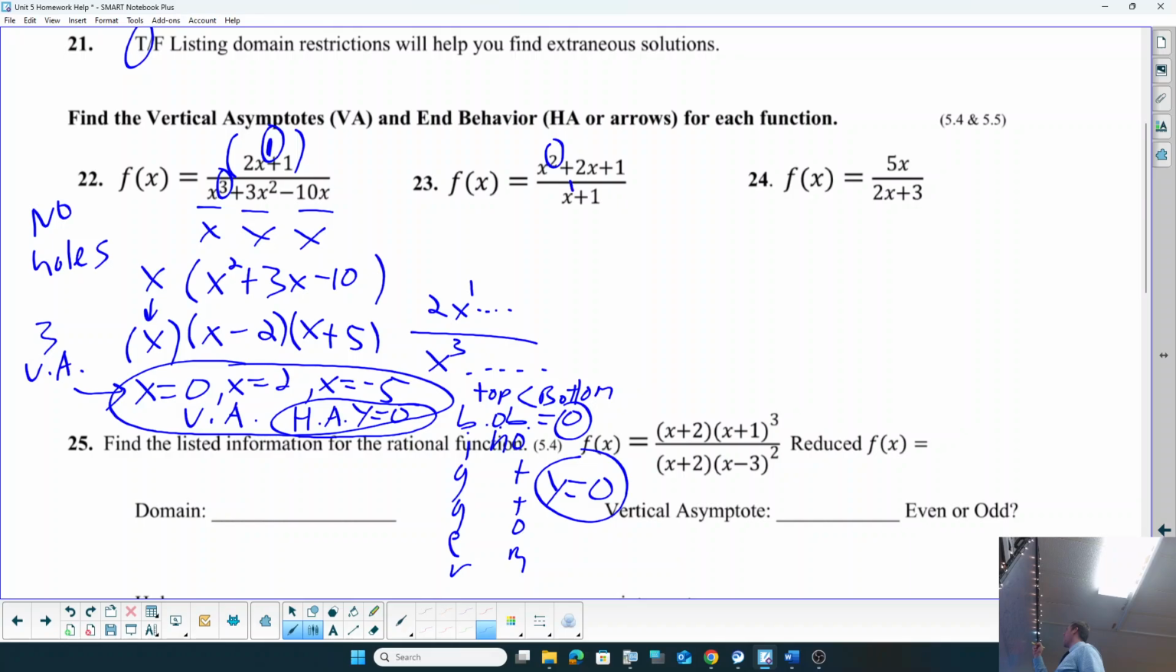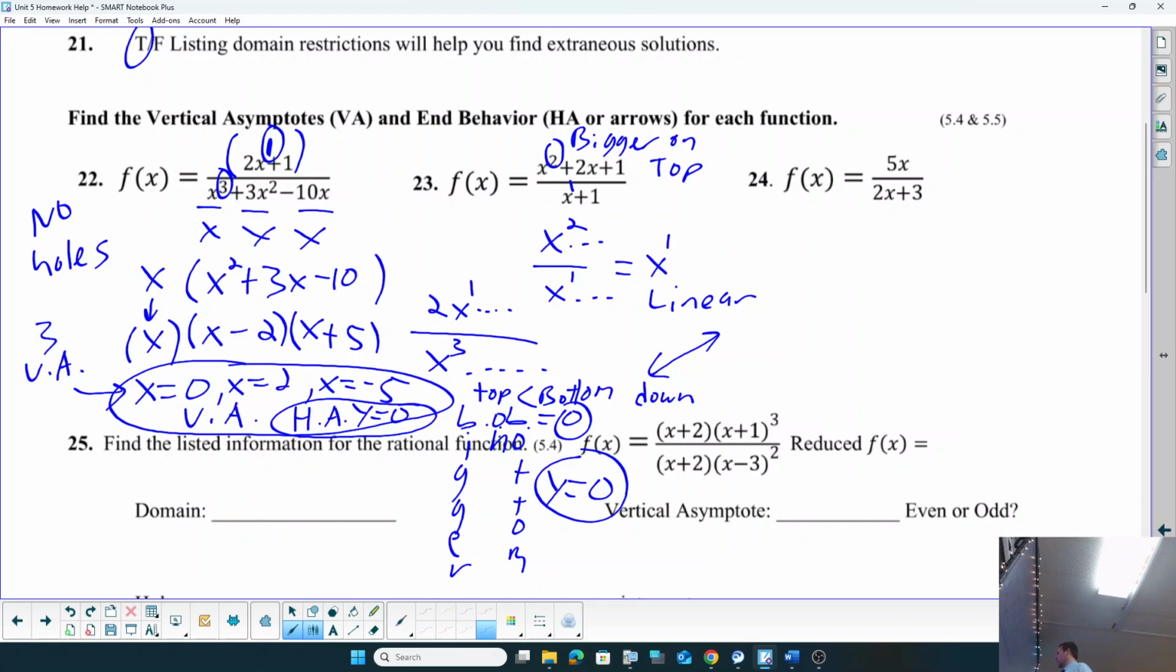What if it's bigger on top? Well, then you have to divide them. X squared divided by x to the first power is just going to equal x to the first power, which is linear. Since it's positive, it'll have a positive slope, so it'll be down and then up. Down and then up is the end behavior, because there is no HA.